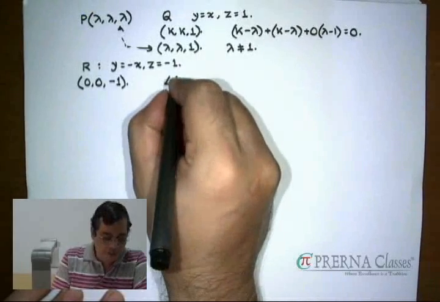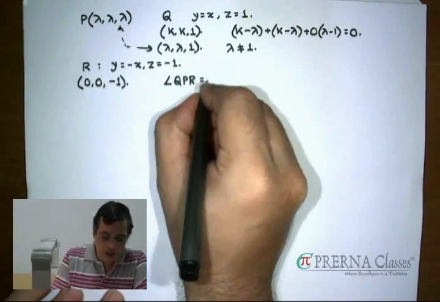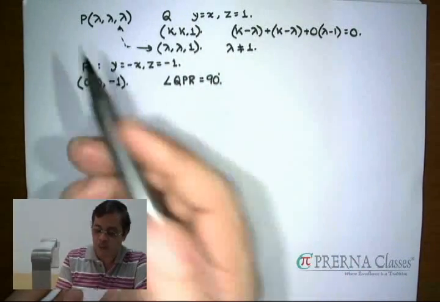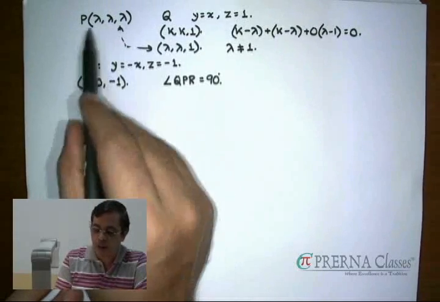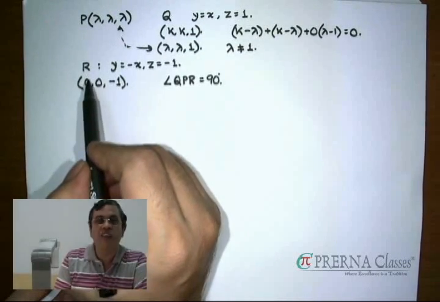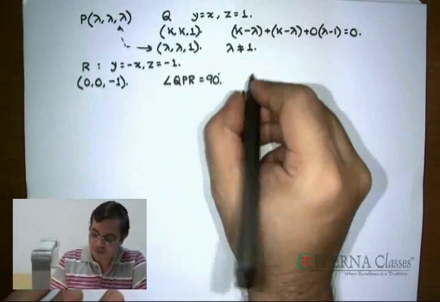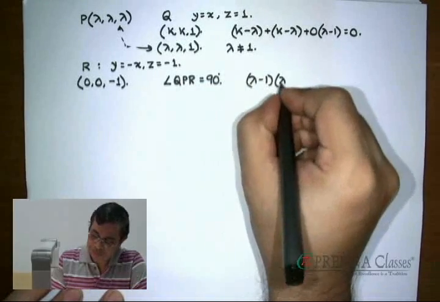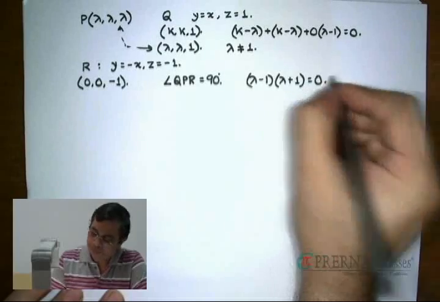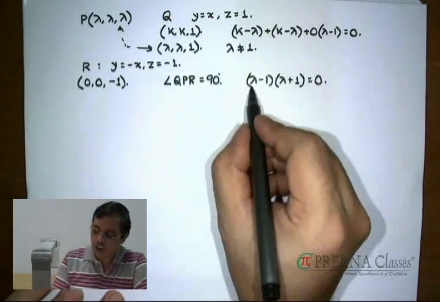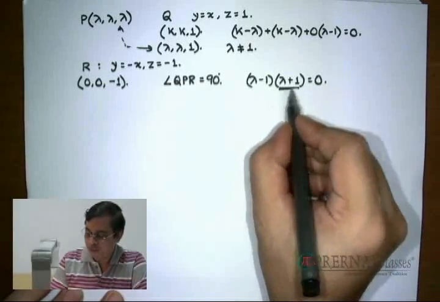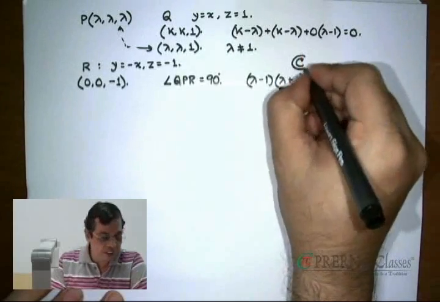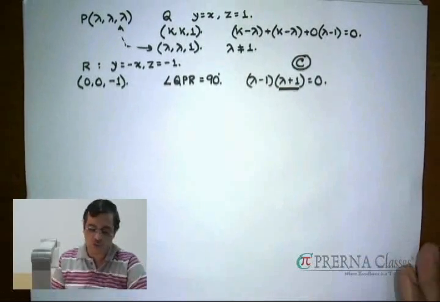It was additionally specified that the angle QPR should be equal to 90 degrees. We can then use the Pythagorean theorem for the triangle PQR, or I could just look at the vector PQ and the vector PR. They need to be perpendicular, which would then give me a condition like this being equal to 0. Since we already specified that lambda cannot be equal to 1, we just get that lambda plus 1 should be equal to 0, and therefore lambda should be minus 1, giving us the answer as only C for this question.